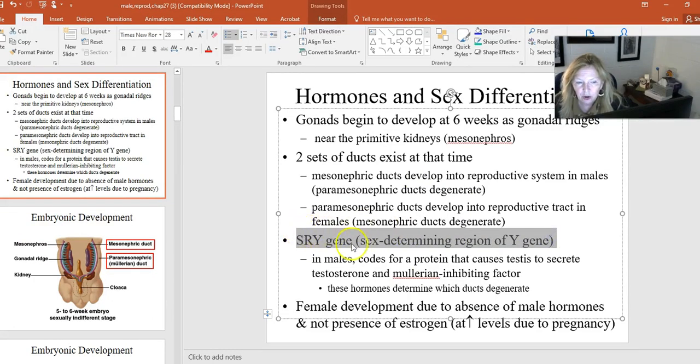there is a region called the sex-determining region of the Y. That region is actually where the genetic information is held that will turn on testosterone during embryonic development, and that is what causes the tissues to end up, that organism becoming a male.